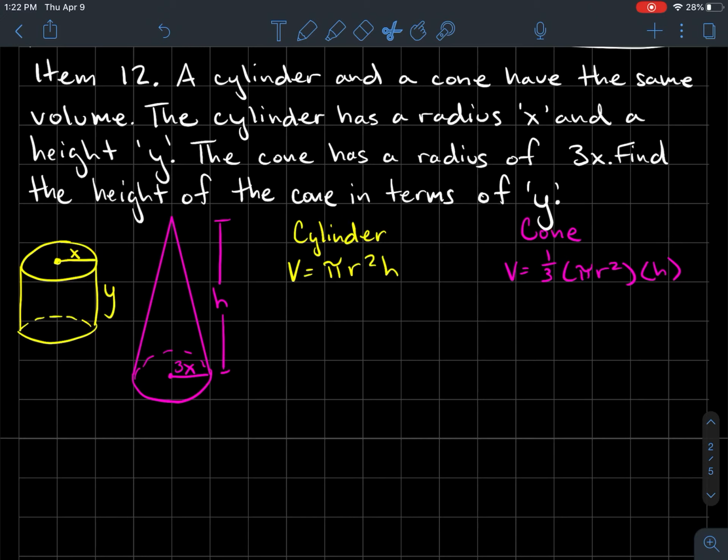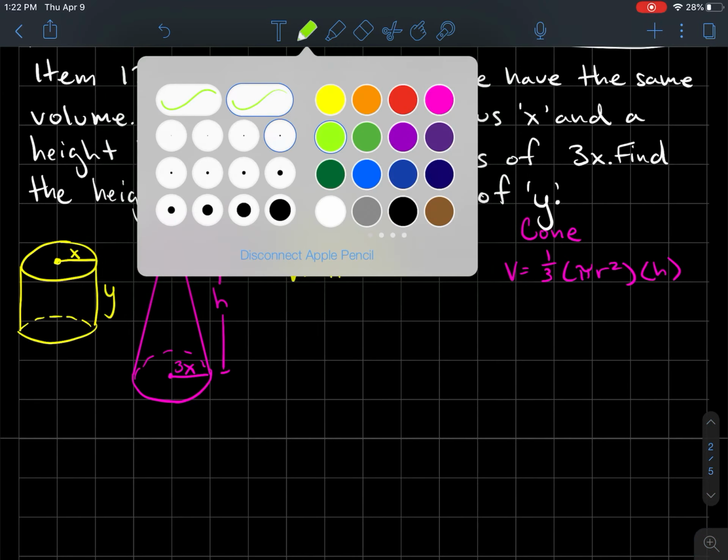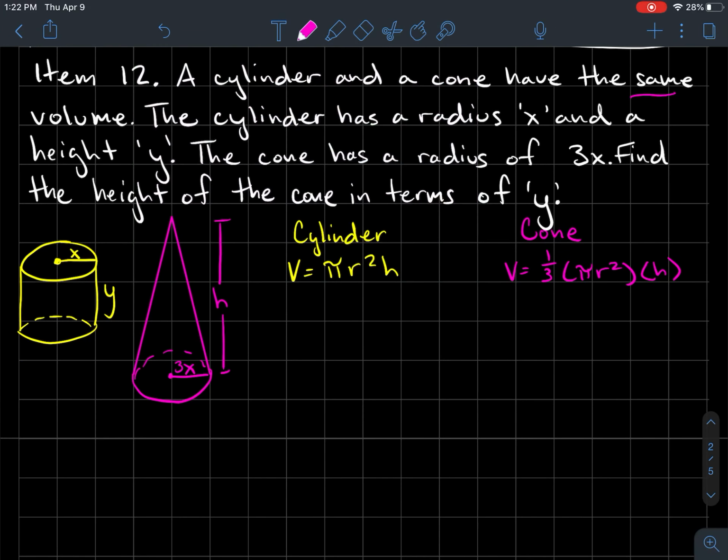This is item number 12. We'll read through it, and then plan our attack and solve it together. A cylinder and a cone have the same volume, so that's very key. Okay, so if you were to fill them up with water, they would hold the same amount of water, right? That's what this is saying. They have the same volume.